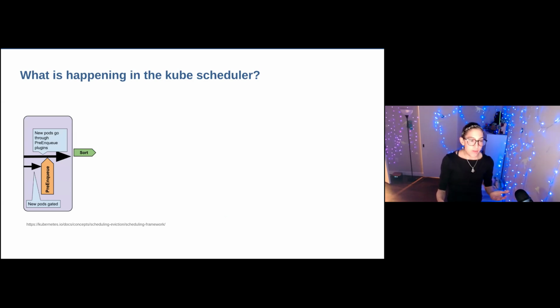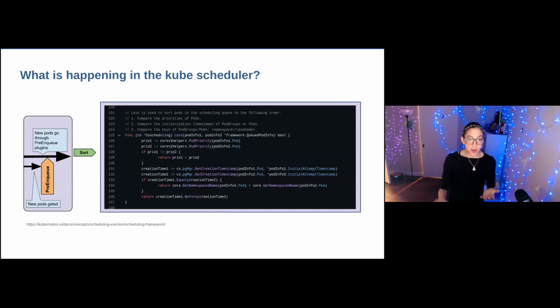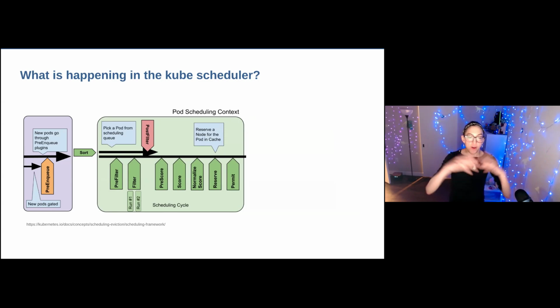Just as an example, if you want to implement a plugin that does sort, you will implement this less function. This is an example from the Kubernetes SIG co-scheduling custom scheduler plugin. It sorts based on priority, creation timestamp, and then the namespace. So first, your pod goes through the scheduling cycle, basically the different filters, choosing the nodes, ranking the nodes and scoring, and then reservation and permit. It can be rejected at any point in the cycle.